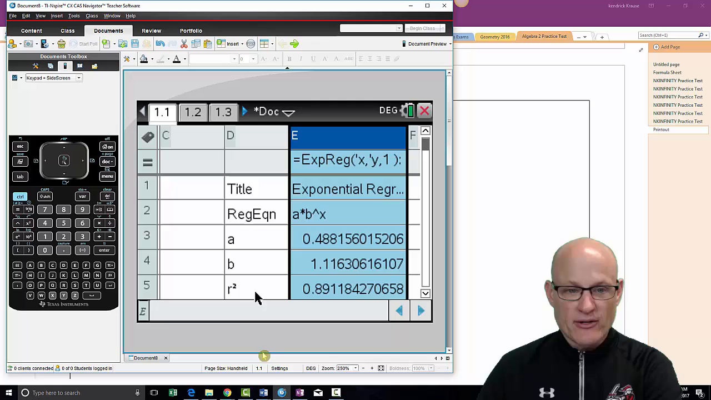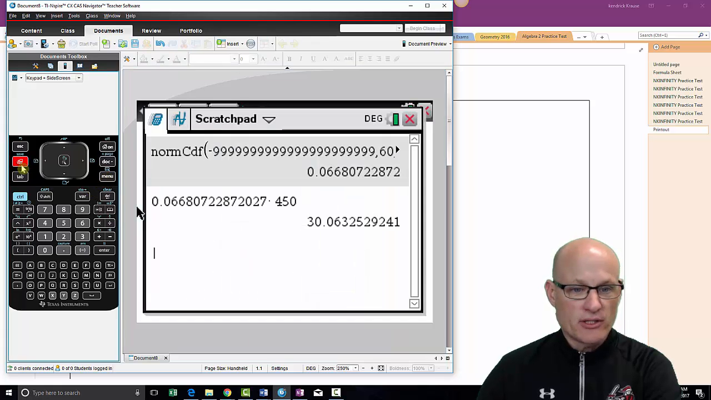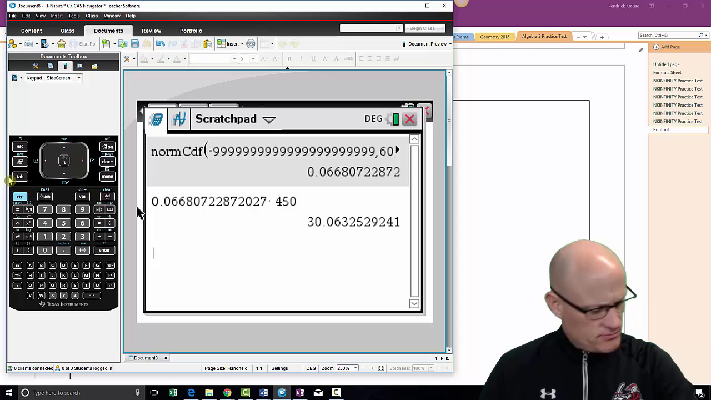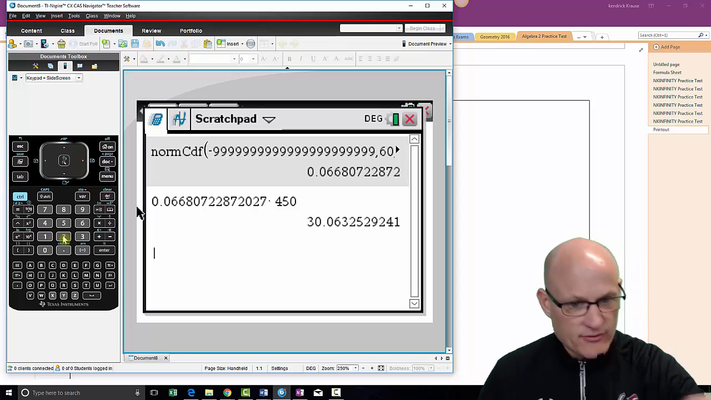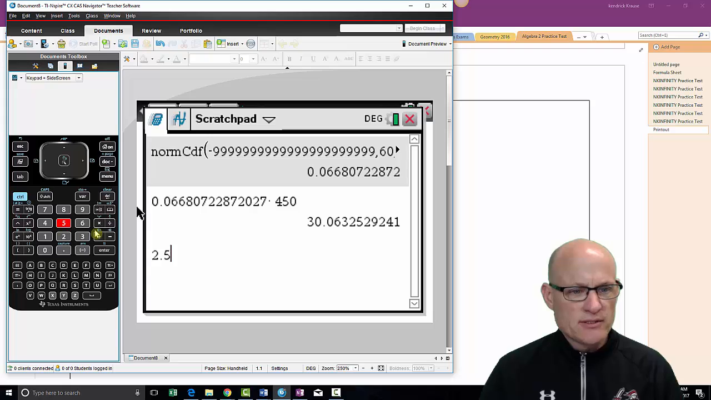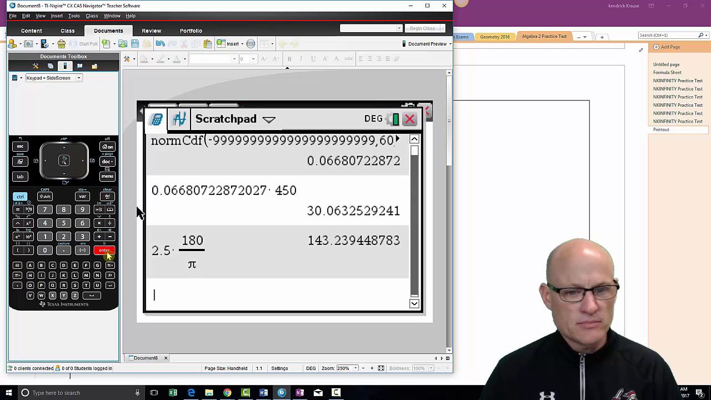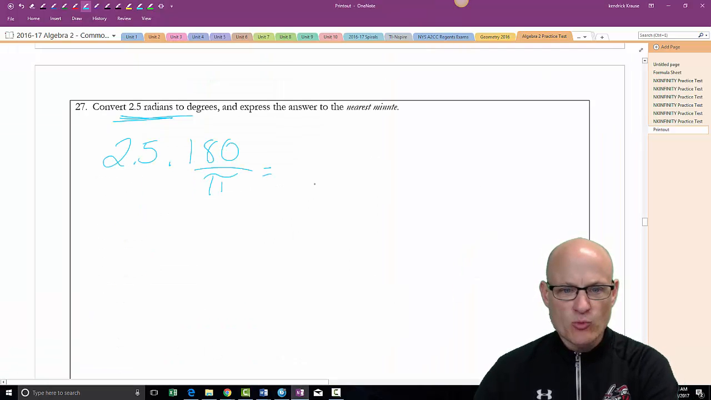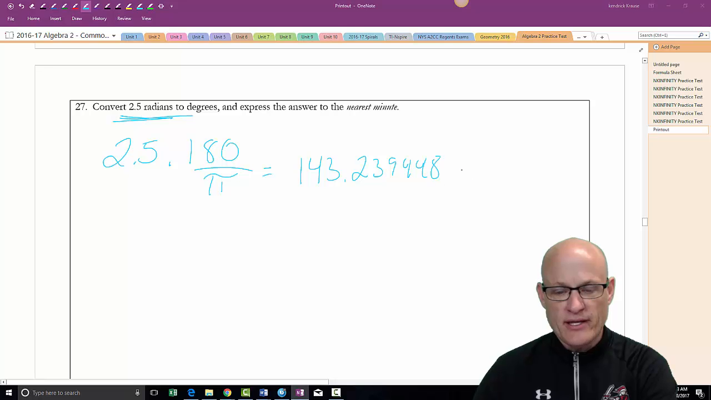They want it rounded to the nearest minute, so we're going to have to go calculator mode. What was it? 2.3 or 2.5? 2.5 times 180 over pi. So 143.23944. But they said to the nearest minute.